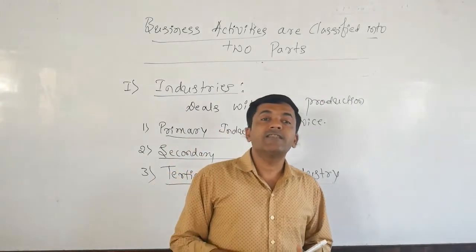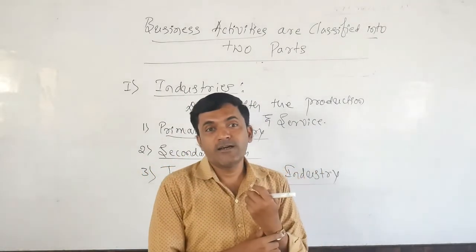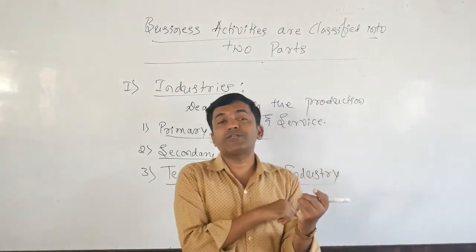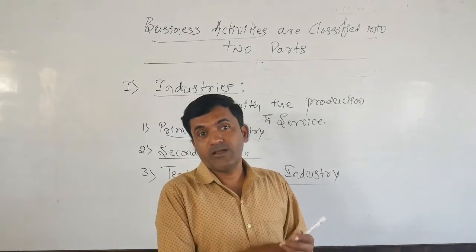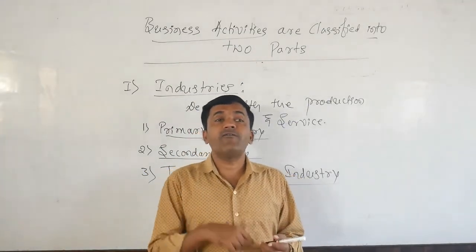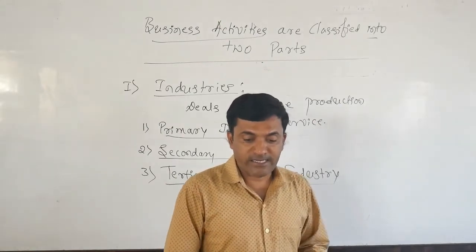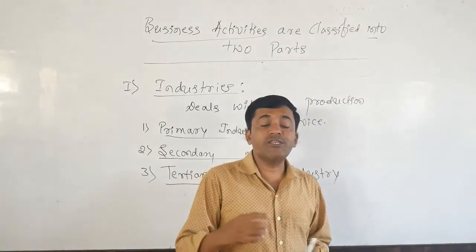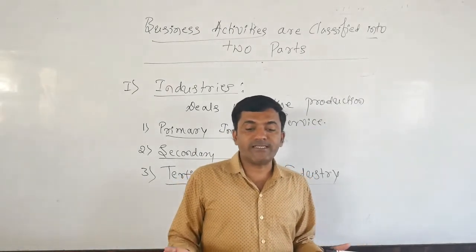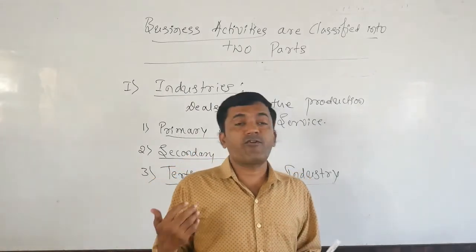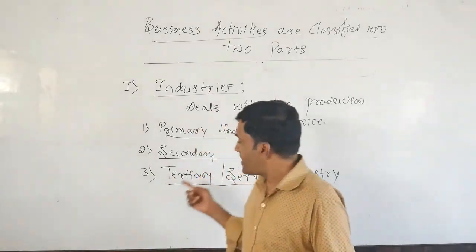Or you can say the watch. The watch is the finished product. To get this finished product of watch, we need a lot of tools, which have been manufactured before that. So this is an example for secondary industry. One more example: producing cotton is a primary industry, and manufacturing cloth out of cotton is a secondary industry. This is about secondary industry.